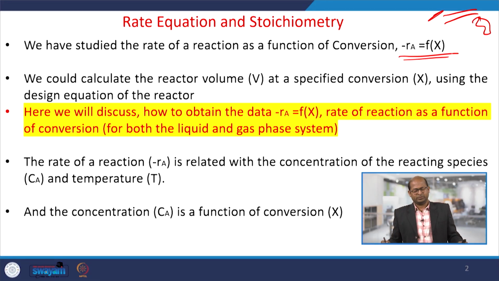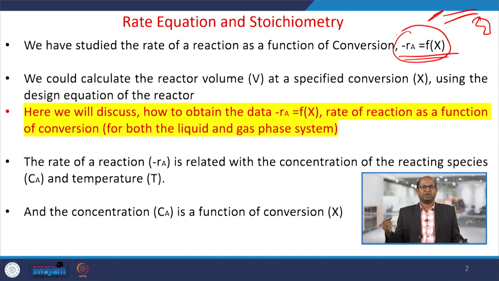We have already discussed the design equations, various reactions and various reactors. Now, whenever we are going to design a reactor, the rate equation is very important. We have to use the rate equations in the design equations to find the volume of the reactor. The simplest way is to express the rate as a function of conversion. Then, for a desired or specified conversion, we can easily put this rate equation into the design equations.